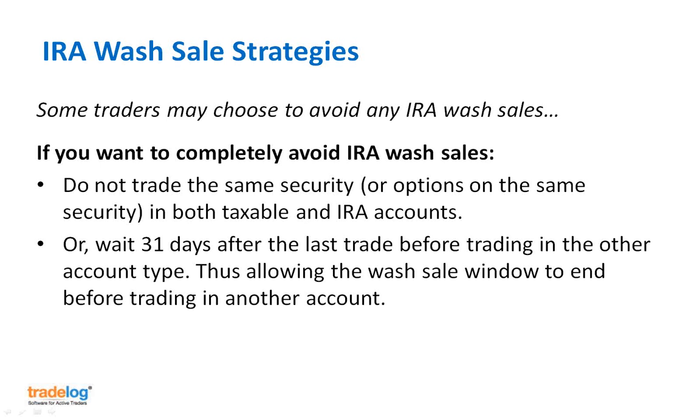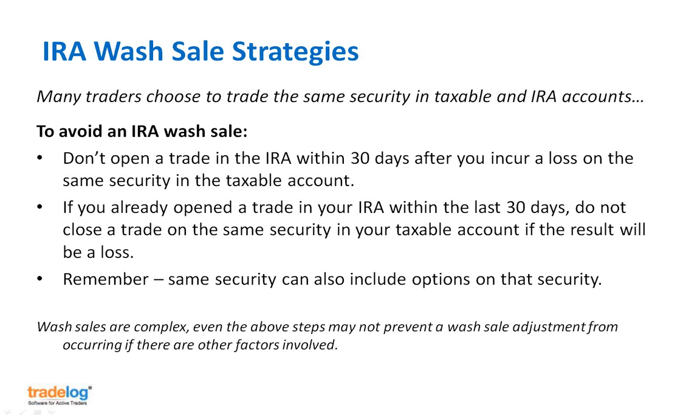So we can talk next about a few strategies. If you are someone who trades the same security in both taxable and IRA accounts, there's some tricks you can do as well to avoid an IRA wash sale. First of all, if you have a loss that occurs in your taxable account, say that you had a large loss that occurs today, if you don't open a trade in your IRA within 30 days, then that can prevent you from having an IRA wash sale.